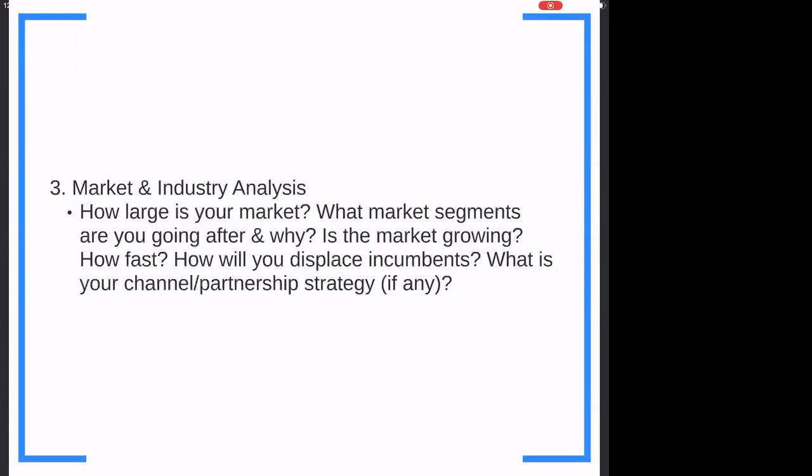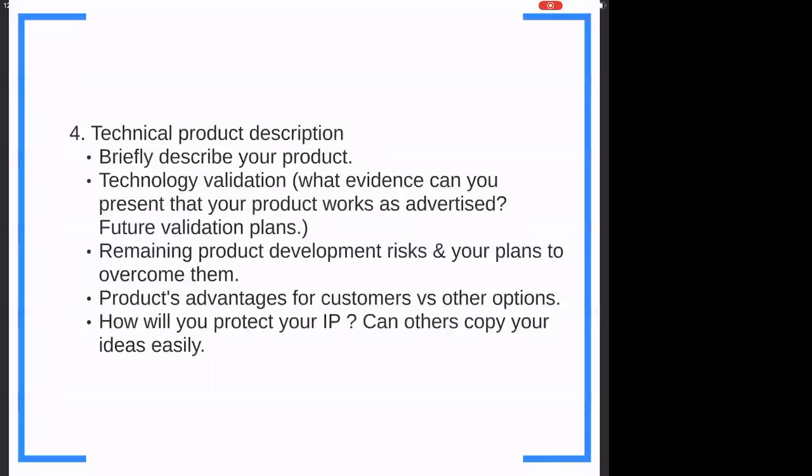And why? So make some guesses, educated guesses. Is the market growing? How fast? All of this stuff, by the way, you can research through the university library. The librarians can help you. Again, remotely, you can email them, ask them for help, or just do the research yourself. How will you displace incumbents? What is your channel partnership strategy, if any? And obviously, a lot of the output will come from your business canvas. So that's why this assignment is after you do your final business canvas.